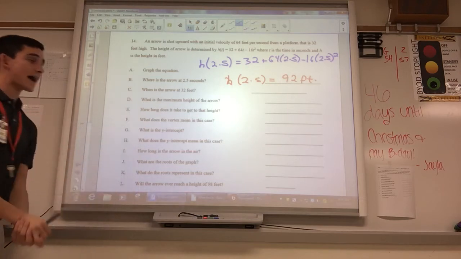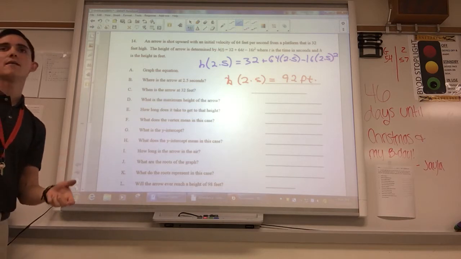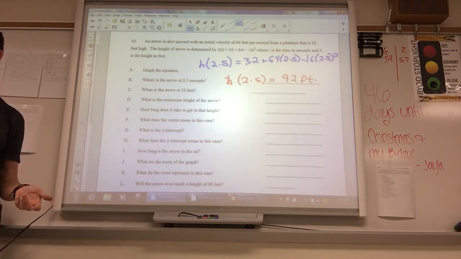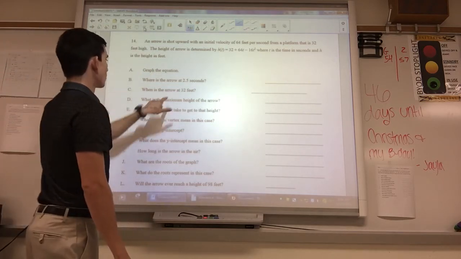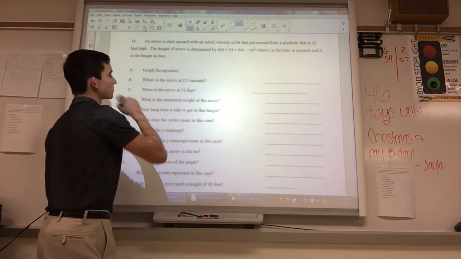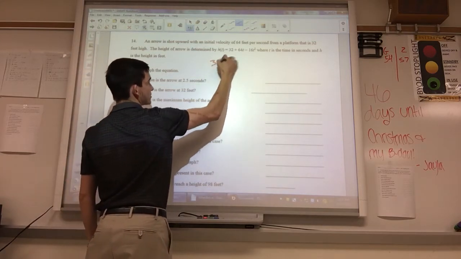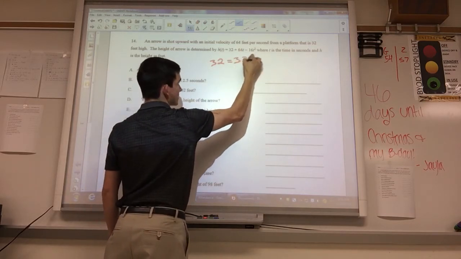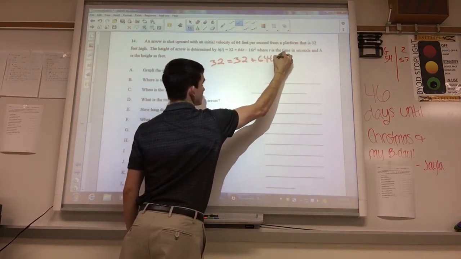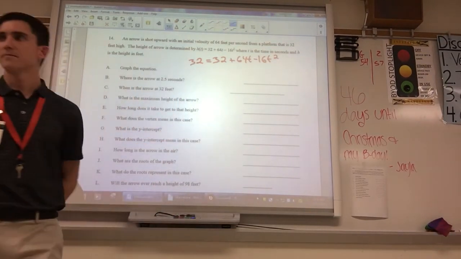So when is the arrow at 32 feet? Now it gives me, what, a height or a time? It gives me a height. How many times will it be at 32 feet? Twice, okay? So let's go ahead and solve for that now. So when is the arrow at 32 feet? Well, you solve for that by doing something like this. So 32, that's h of t, right? Equals, here's the rest of the equation. 32 plus 64t minus 16t squared. Everybody good with that setup?